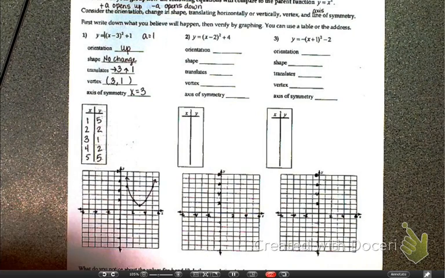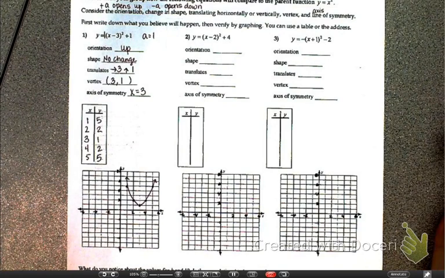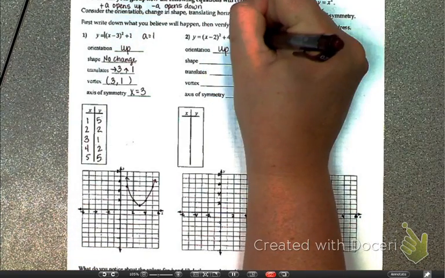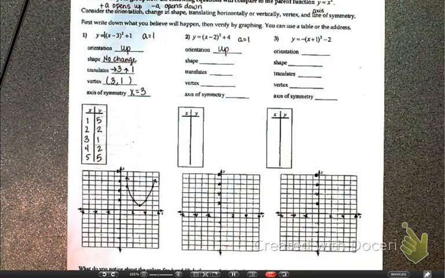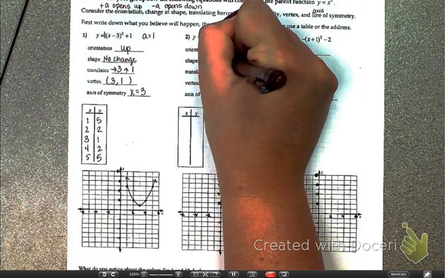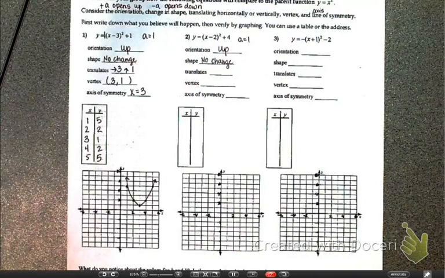Okay, so let's do the next one together. What's the orientation? Up, because A still equals 1, right? What's the shape? No change, because A is equal to 1. Oh, okay. So if A is less than 1, what happens? It's a stretch. It gets wider. If it's greater than 1, it's a compression and it's skinnier.